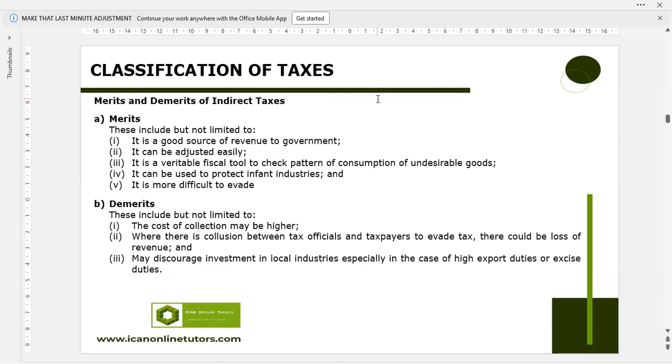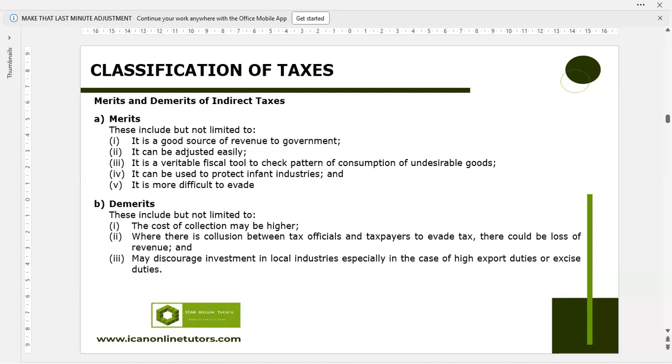Because it is an indirect tax, everybody pays it. So you don't need to have a business. You don't need to register your business with the Corporate Affairs Commission. Whether you have a business or you don't have a business, you pay. So it's for all. Then it can be adjusted easily.